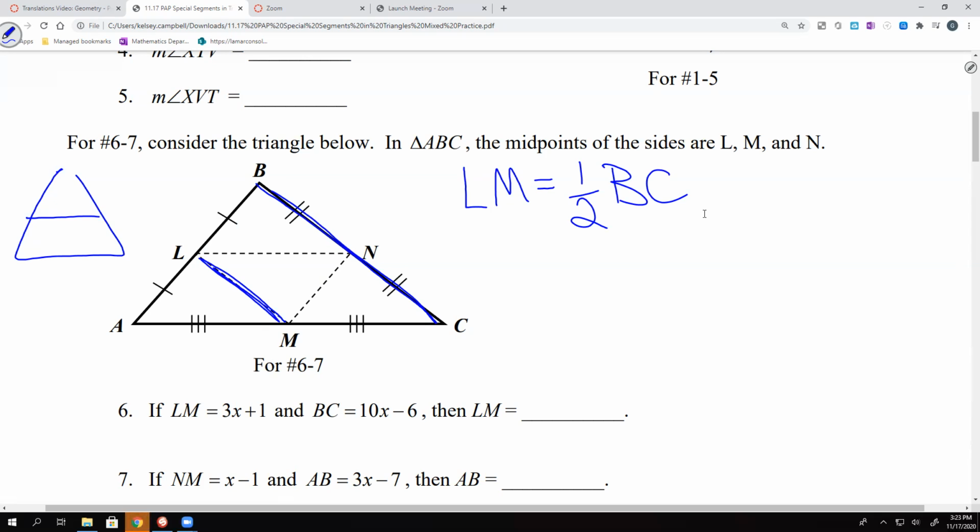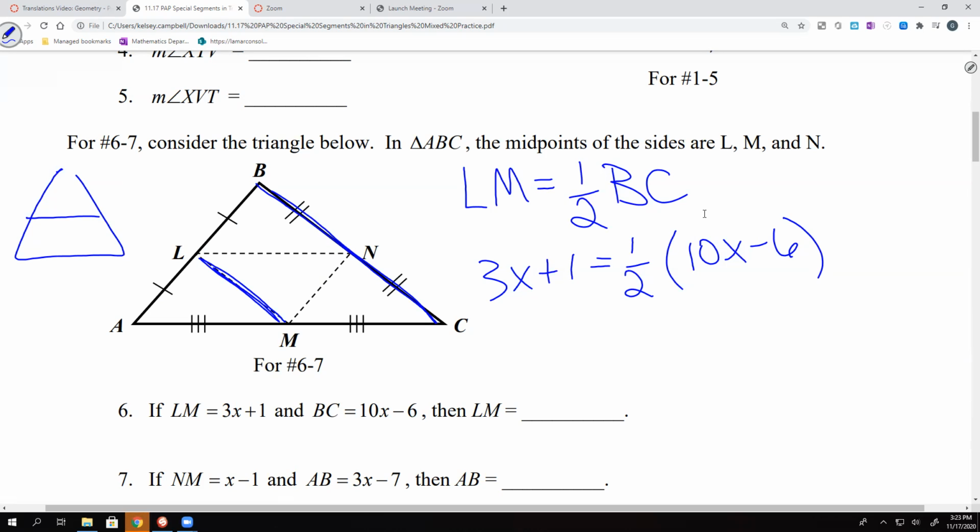So now we just plug in what we know. LM is 3x plus 1, and then 1/2 times BC, which they tell us is 10x minus 6. Now look carefully here. Can you divide 10x and 6 by 2? Yeah, so we can multiply this 1/2 in. Can't you multiply 3x plus 1 times 2 if you wanted to? You could do that as well. Equal them to each other and solve for x.